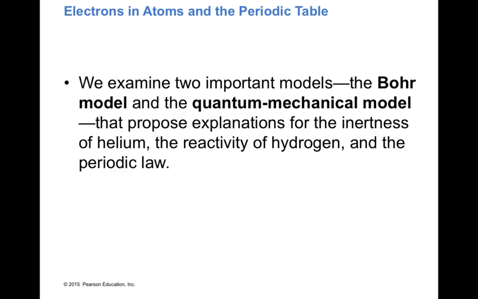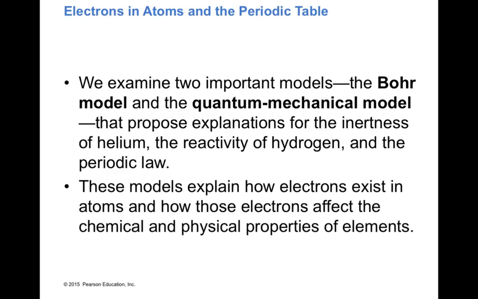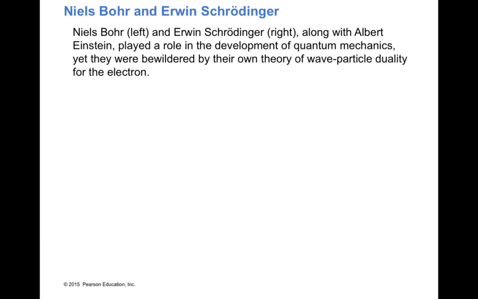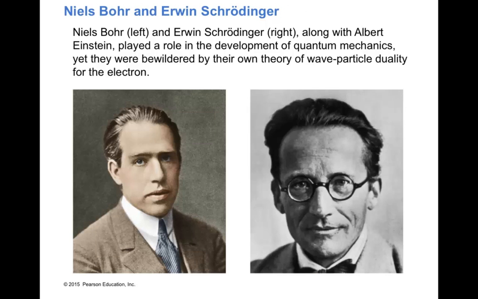We're going to examine two important models, the Bohr model and the quantum mechanical model, that propose explanations for the inertness of helium, the reactivity of hydrogen, and the periodic law. These models explain how electrons exist in atoms and how those electrons affect the chemical and physical properties of elements. Niels Bohr, on the left, and Erwin Schrödinger, on the right, along with Albert Einstein, played a role in the development of quantum mechanics, yet they were bewildered by their own theory of wave-particle duality for the electron.